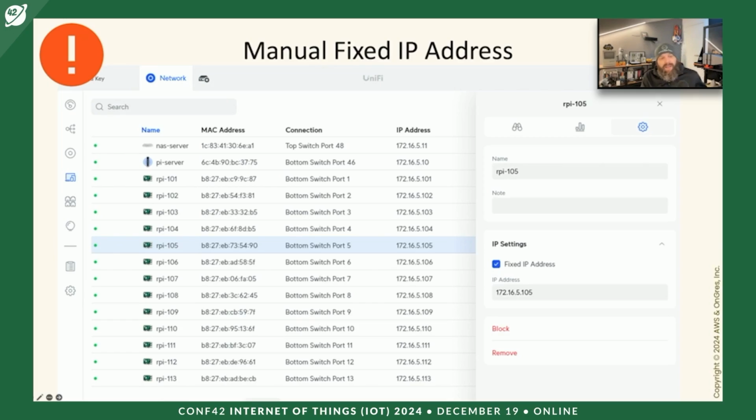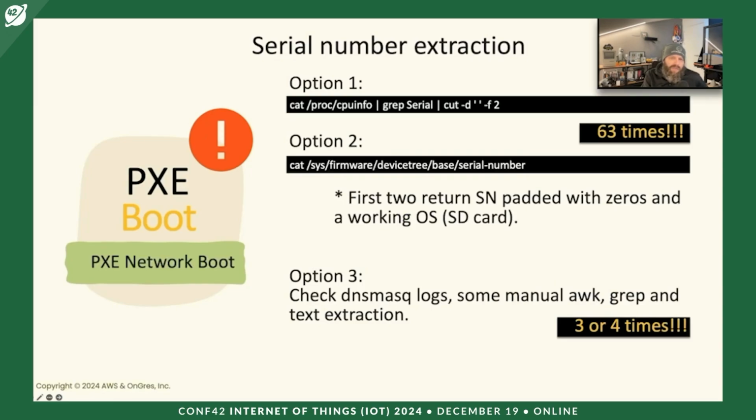And now comes the serial number to provision the operating system. So there were also different options. You could do it 63 times again and just run cat /proc/cpuinfo, which will read the CPU information, search for the serial line, and extract that number. Or we can use the device tree to extract the serial number. What it does here is read the serial number directly from the Raspberry Pi's firmware device tree. And you need to have a working operating system and access to the SD card.